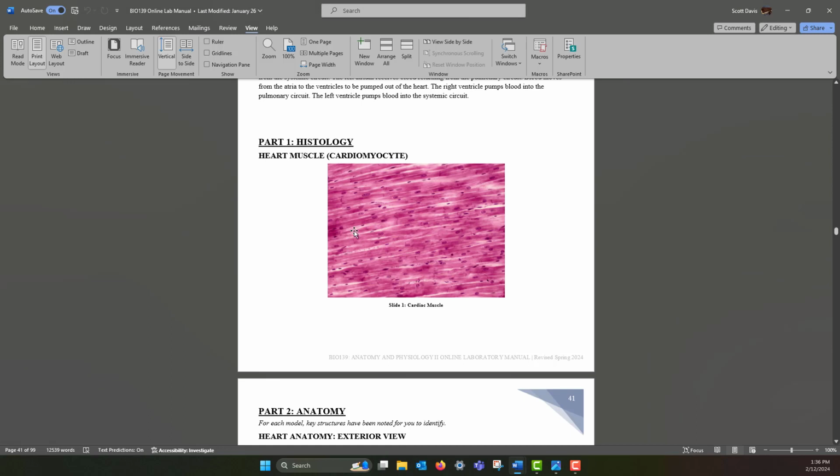And then we can see those features here. Also, here the intercalated discs stand out pretty significantly. It's a little harder to see some of the striations there. We can see the nuclei pretty easily.